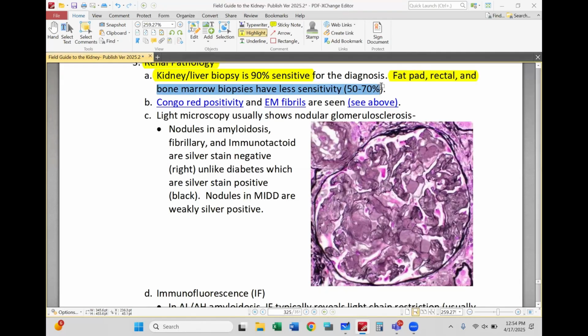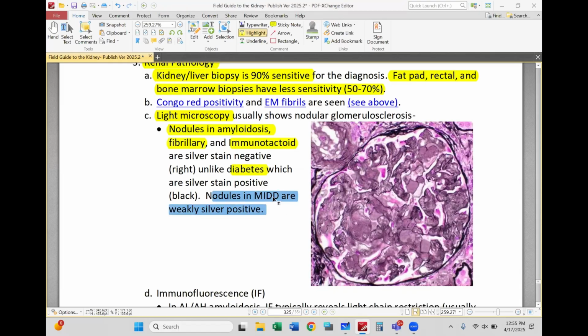I've already made this point that these other indirect or less invasive, maybe we'll call it, biopsy methodologies are not as reliable. We've gone over the Congo red positivity, the fibril size, and then again, I've already made the comment that this is one of your nodular glomerular scleroses. It could certainly be diabetes, but when you see silver negative nodules, it's not diabetes. You have to think of these other possibilities, such as amyloidosis, fibrillary, immunotactoid, would be classic examples of silver negative nodular glomerular sclerosis, contrasting with that of diabetes, which would be silver positive.